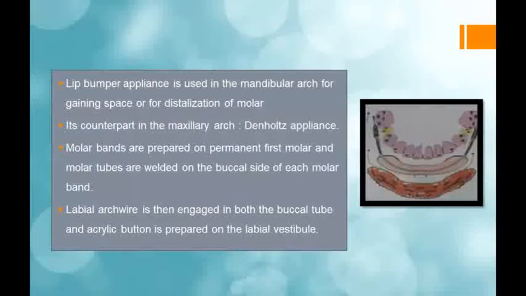The lip bumper appliance is used in the mandibular arch for gaining space or for the distalization of the molar. Its counterpart in the maxillary arch is known as the Denholz appliance. First, the molar bands are prepared on the permanent first molars, and molar tubes are welded on the buccal side of each molar band. The labial arch wire is then engaged in both buccal tubes, and an acrylic button is prepared on the labial vestibule.